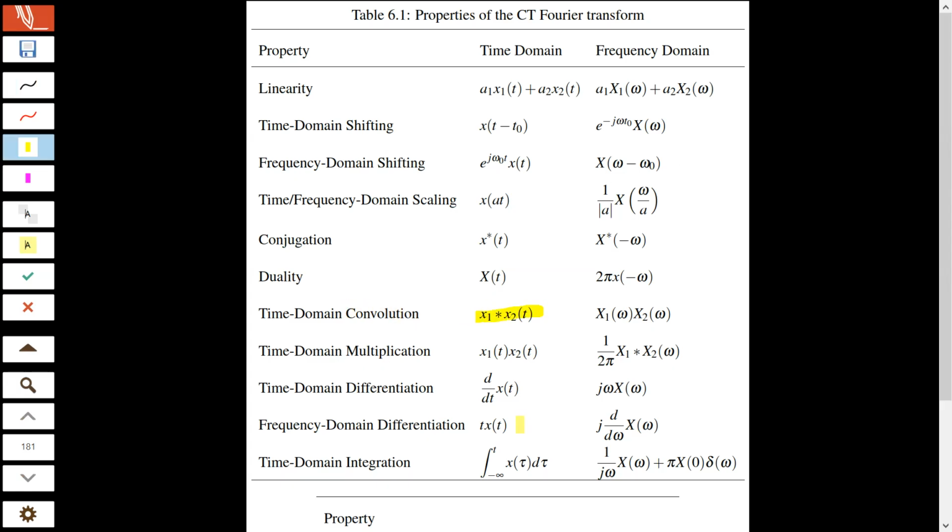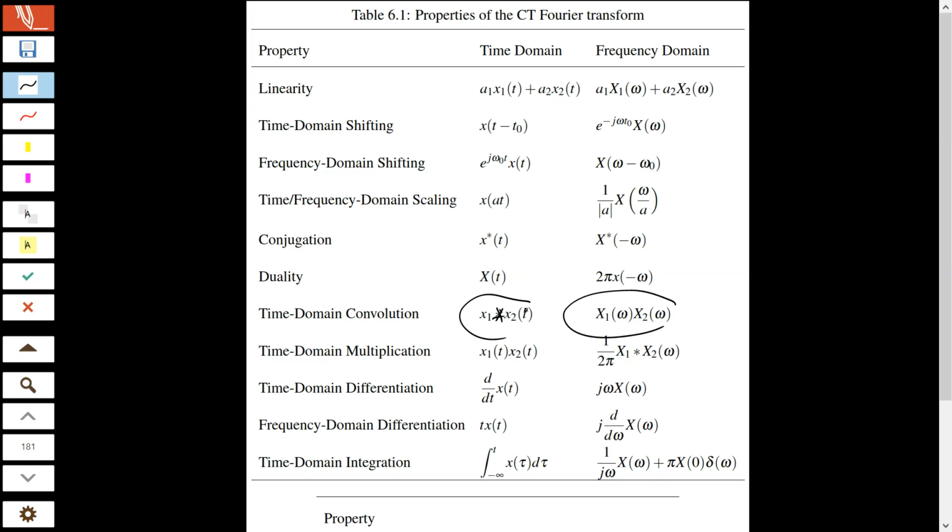Convolution in the time domain is multiplication in the frequency domain. If you understand this, that is exactly what is happening there. In periodic functions, this becomes periodic convolution, and these become your coefficients. So now, do you remember why this happens? Why do we multiply when we convolve here?